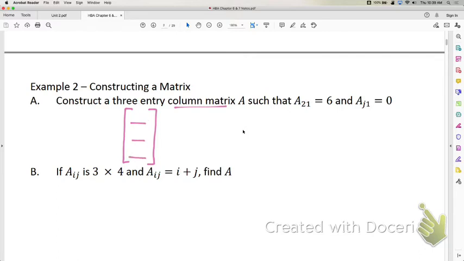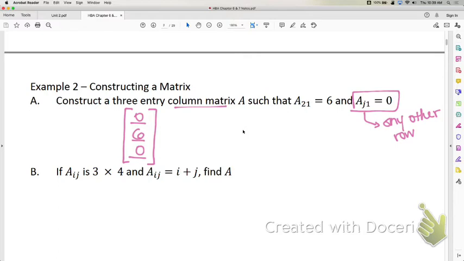Now, the other parts they tell me. A sub 2,1 is 6. So where do I put the number 6? Second row, first column. There's my 6. Now, this notation over here we haven't seen yet. A sub J,1. They didn't tell you what row it is, right? That means any other row. So they already told me row 2, column 1 is 6. Any other row they're telling me should be what number? 0. So you fill in zeros in any other row.